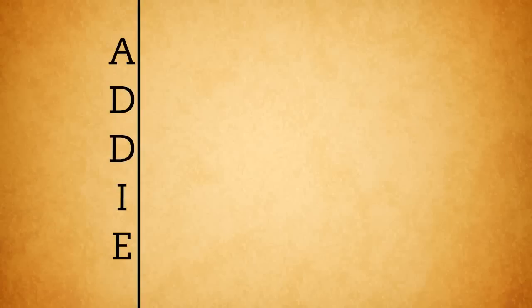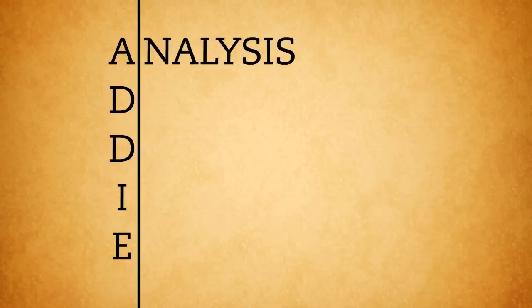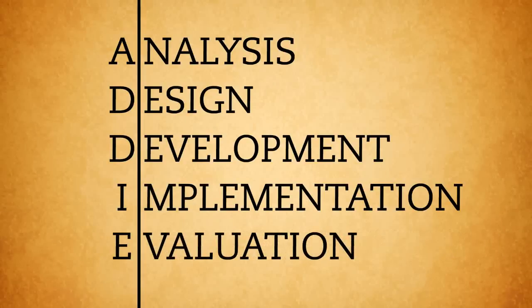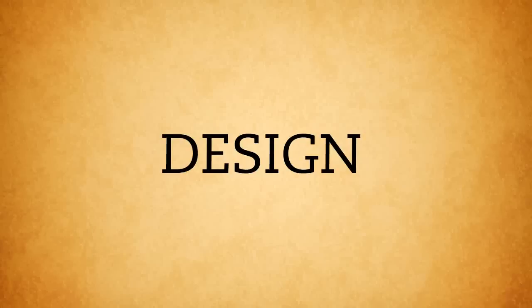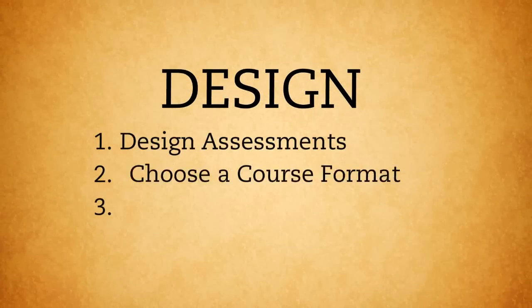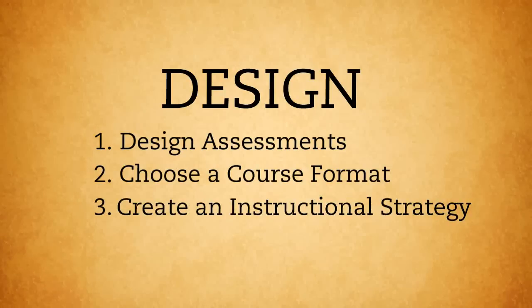The ADDIE model includes 5 phases: analysis, design, development, implementation, and evaluation. Let's take a closer look at the second phase, the design phase. During the design phase, curriculum developers design assessments, choose a course format, and create an instructional strategy.